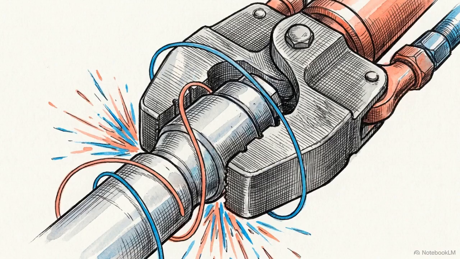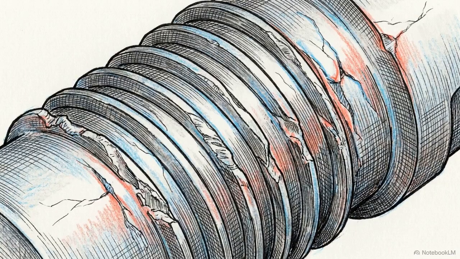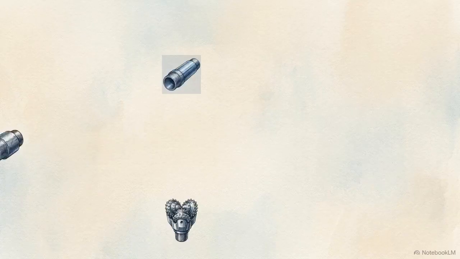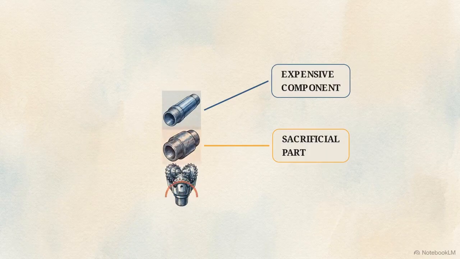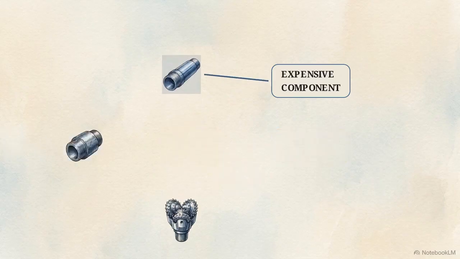Every time a new section of pipe is added, the connections are driven together with up to 30,000 foot-pounds of makeup torque. To protect the expensive drill collars from the galling and tearing caused by constant thread wear, engineers insert a bit sub, a short, deliberate sacrificial connector designed to absorb the damage and be thrown away.